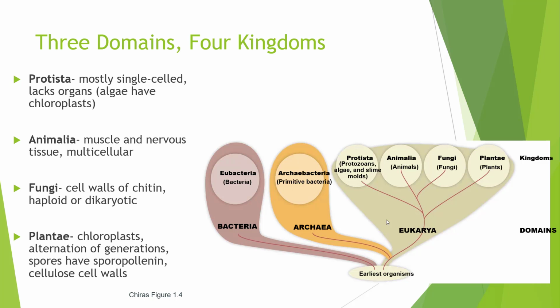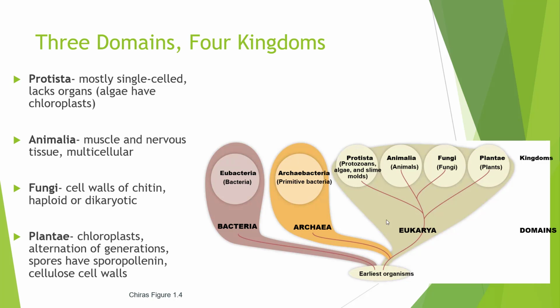Animalia has muscle and nervous tissue, and they are multicellular. And in horticulture, we ignore those. Fungi, they have cell walls made of chitin, and they can be haploid or a special term called dikaryotic, which we don't discuss in this course because it's horticulture. We will have some intersections with fungi, but not a lot.